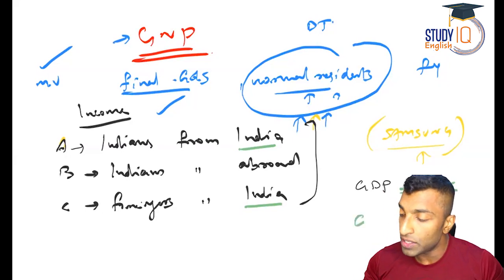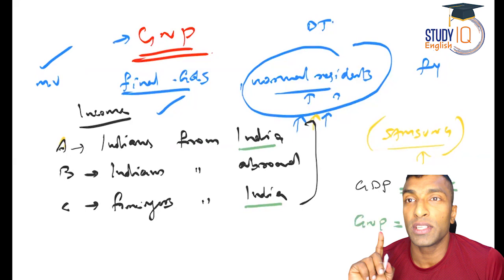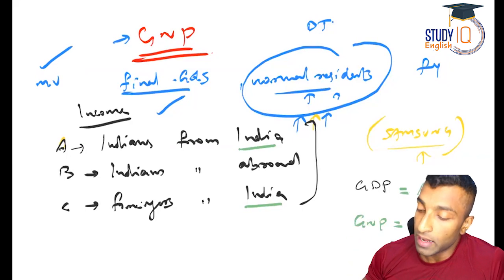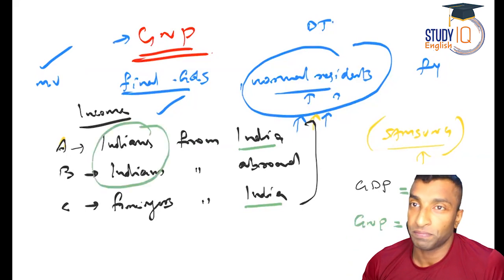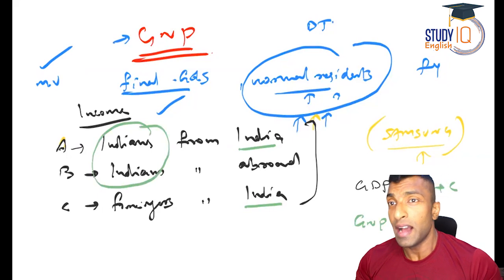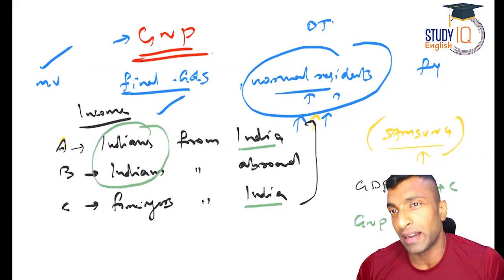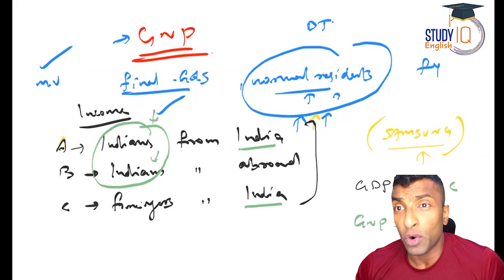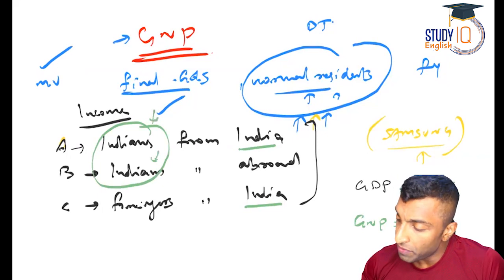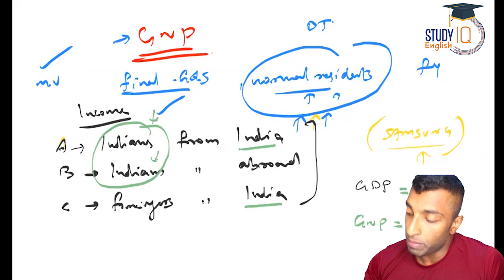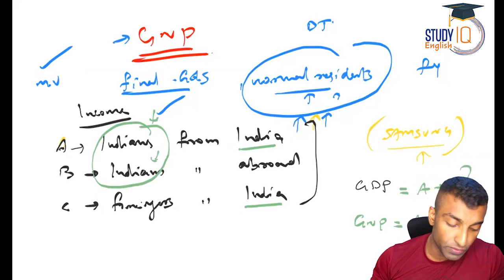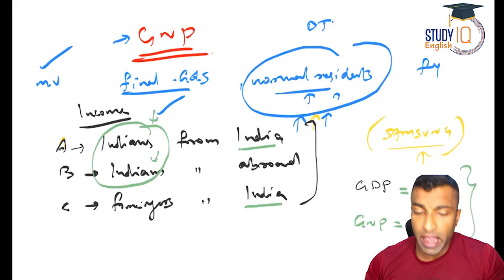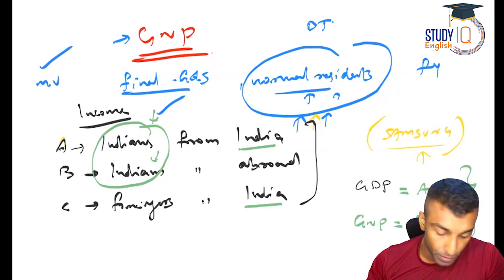Similarly, if you look for GNP, who produced is what matters. Where doesn't matter. So we are looking for Indians, if it is India's GNP. Otherwise, if I want to generalize it, I can make it normal residents here. So GNP will be A plus B. I hope this part is very clear. GDP is A plus C, GNP is A plus B.